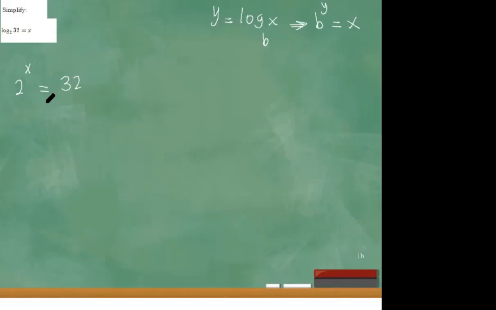Looks like I can write 32 as 2 to the power of 5. So 2 to the power of x would be equal to 2 to the power of 5. If the bases are the same, then the exponents must be the same. If I have a to the power of n is equal to a to the power of m, I can conclude from here that n must be the same as m. So x must be equal to 5 here.